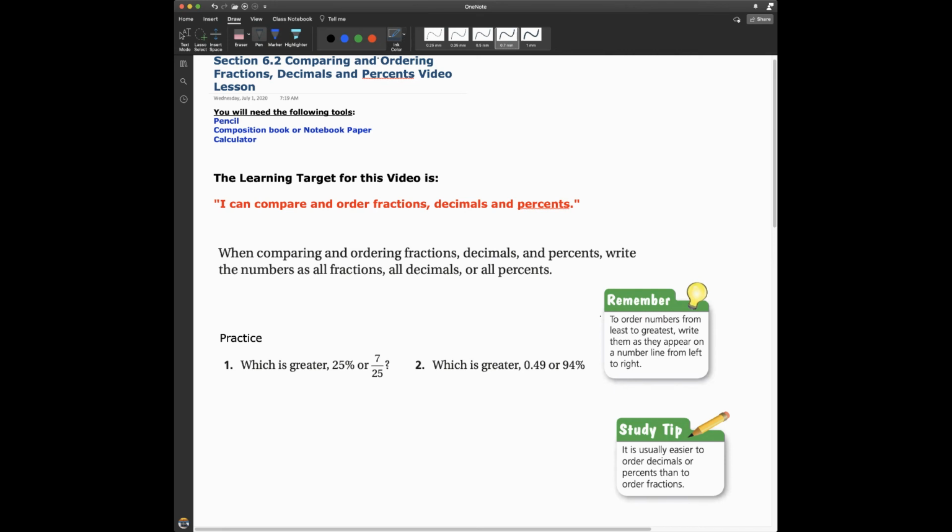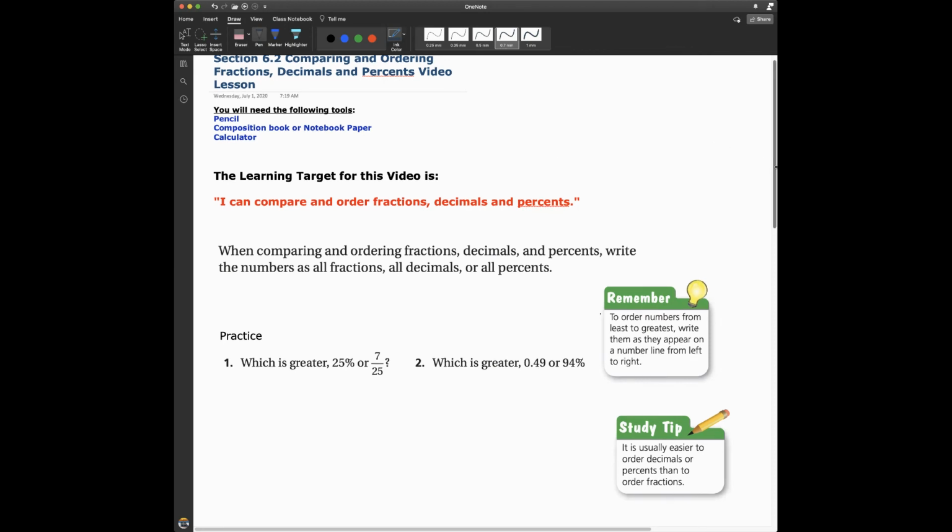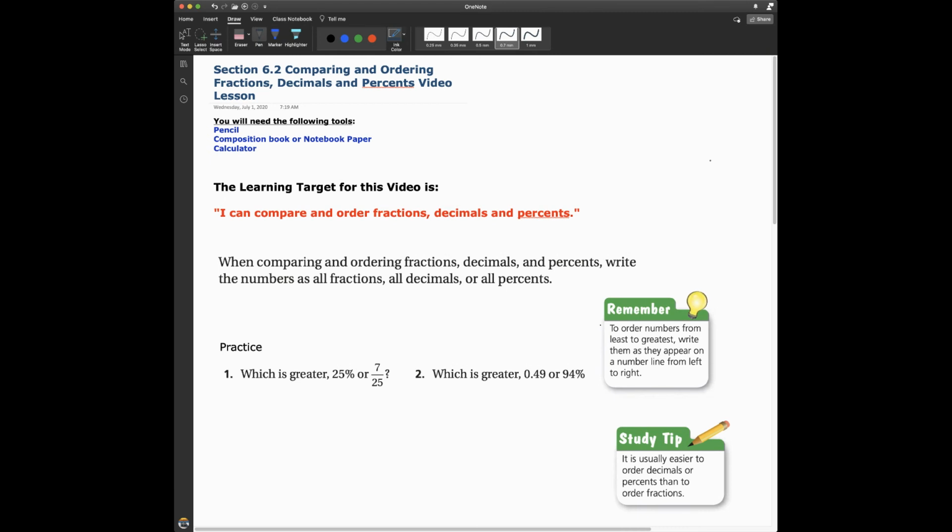Hey everybody, Mr. Odom here, and we are going to go over section 6.2, which is comparing and ordering fractions, decimals, and percents. Make sure you have your pencil, composition book, or notebook paper to take notes and a calculator. And the learning target for this video is I can compare and order fractions, decimals, and percents.